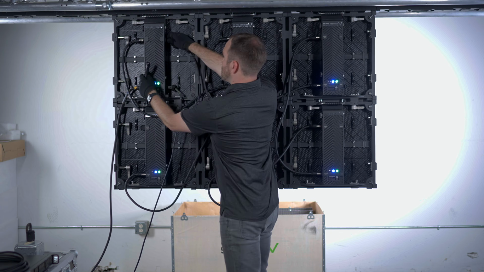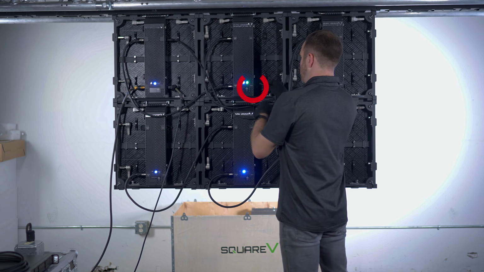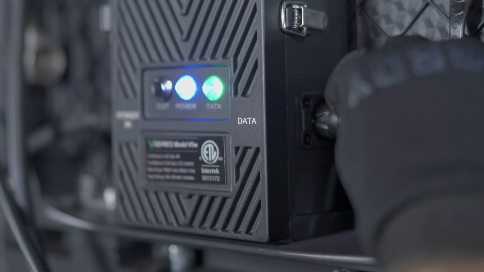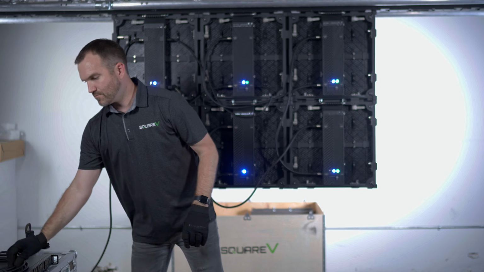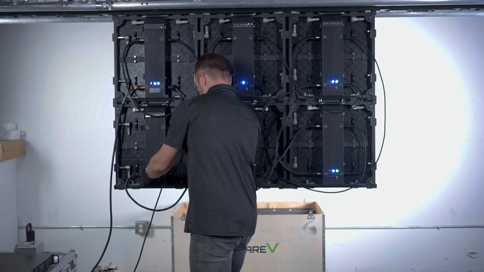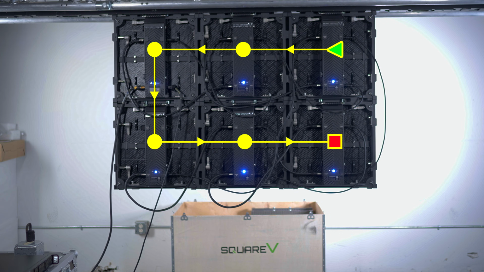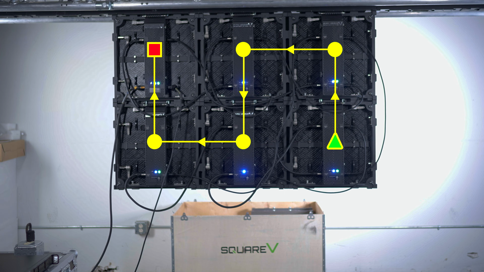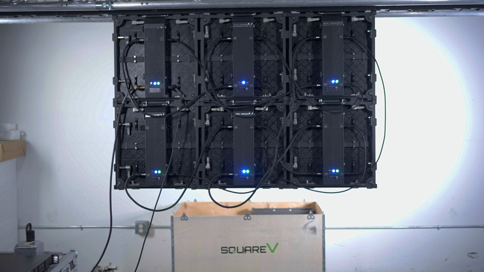Connect the next data cable from the top data port on the first panel to the bottom data port of the second panel. Repeat this process until all panels have been connected. Again, it's standard to wire your wall in a snaking pattern starting from any corner you choose. But as you'll learn in our next video, that's not always the case.